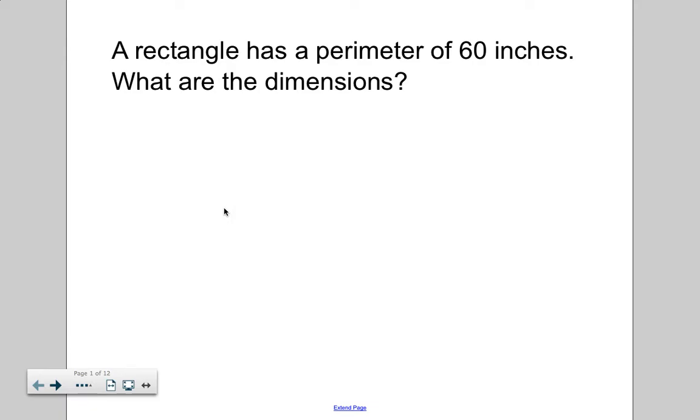With this question: a rectangle has a perimeter of 60 inches. What are the dimensions? Now, in class, we had a big discussion. We had a lot of different times to talk about this. But what I'm hoping you'll realize is I can't just say any two numbers. I can pick one of the numbers, but the other number is going to depend on the first number I pick. There are some calculations I'm going to have to do.